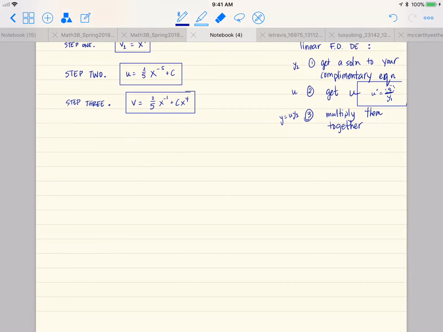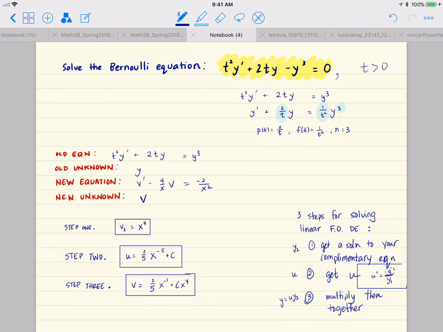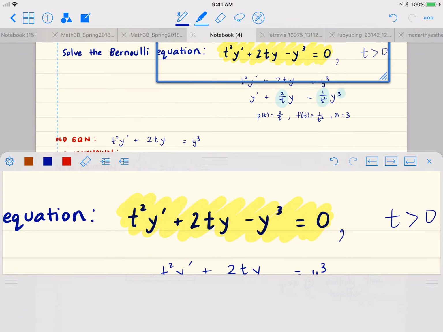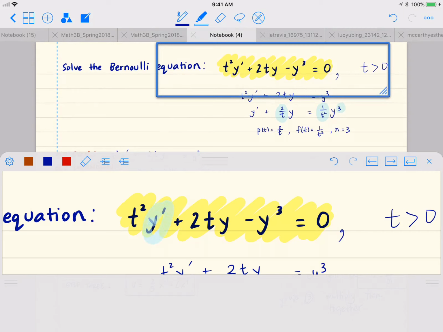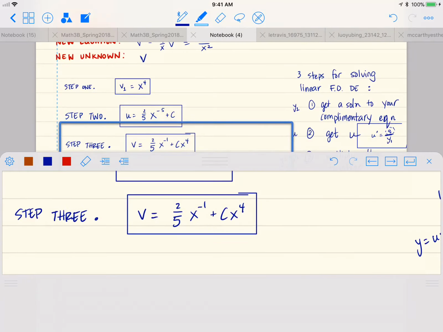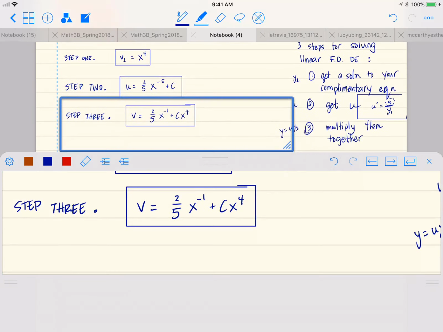Are we done? We're not done with our entire problem though, because our problem was to solve an equation which is given in terms of y, right? Our unknown is y, right? Y prime, y cubed. So our answer should not be v equals 2/5 x. Our answer needs to be in terms of y and t. So we need to give a formula for y in terms of t. How do we do that?